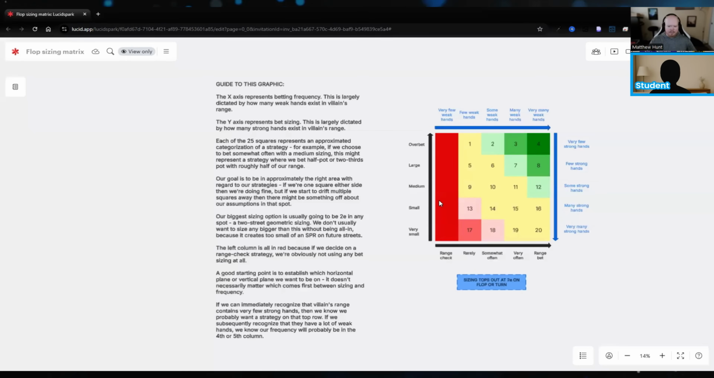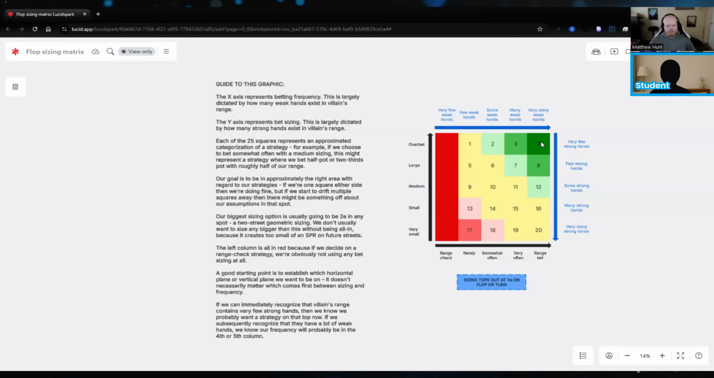The key, though, is that anytime we get somewhat close to a range check or a range bet, we may as well bet the entire range or check the entire range, because that additional complexity that's created by having maybe 10% of our range that bets or something is not really usually worth it when it comes to the EV.